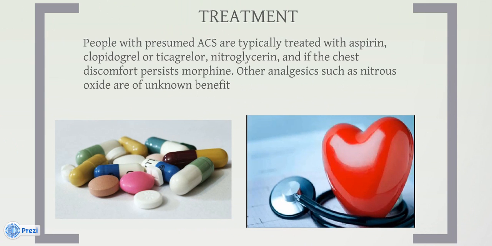Treatment. People with presumed acute coronary syndrome are typically treated with aspirin, clopidogrel or ticagrelor, nitroglycerin, and if the chest discomfort persists, morphine. Other analgesics such as nitrous oxide are often of no benefit.